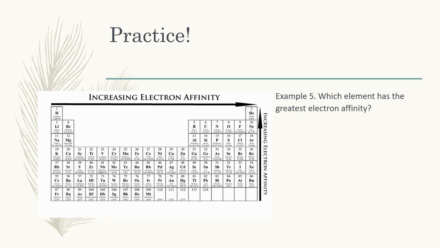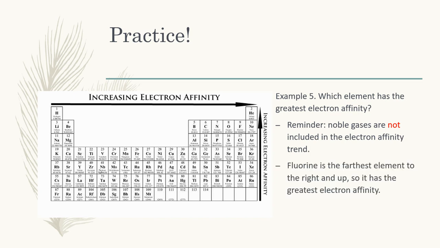Next is electron affinity. Electron affinity is the other one that does not include noble gases. Noble gases do not want more electrons. They are not interested whatsoever, so they are not included in this trend. But which element, just in general, has the greatest electron affinity? This is going to follow just what we looked at for electronegativity, whichever element is farthest to the right and to the top, except for the noble gases, and that would be fluorine with the greatest electron affinity.